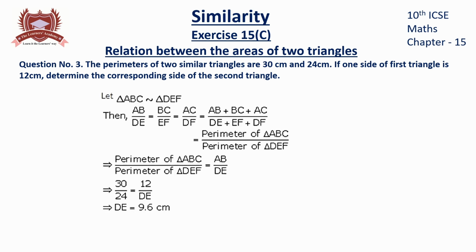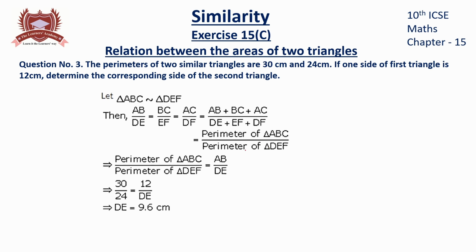So the triangles are similar. Triangle ABC similar to triangle DEF. So therefore AB upon DE will be equal to BC upon EF would be equal to AC upon DF. Using componendo directly and or sum or addition of the equal ratios का theorem, we can write, we'll add all the numerators and the denominators, and the ratio should also be equal. That is AB plus BC plus AC upon DE plus EF plus DF. So this should be equal to the ratio. So it is equal to perimeter of ABC upon perimeter of DEF.